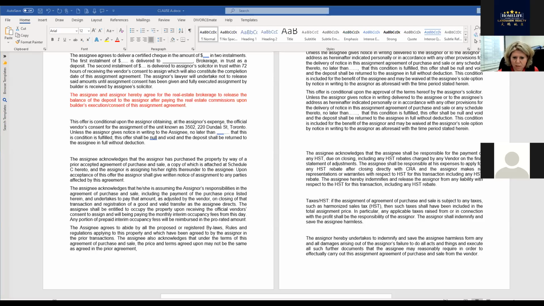5 to 50,000. And then practically, you will see that you want to add another clause. The assignee acknowledges the assignor has purchased the property by way of prior agreement of purchase and sale. Sure, it's important that you put in Schedule A that your agreement, the 150 REA form, is conditional upon the assignor providing the original agreement of purchase and sale with all the attachments, all the disclosure package, and all the breakdown of the fees to the assignee within 5 business days.